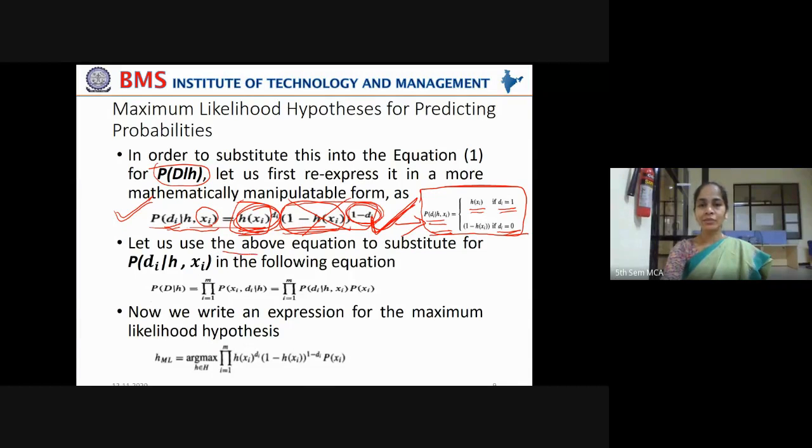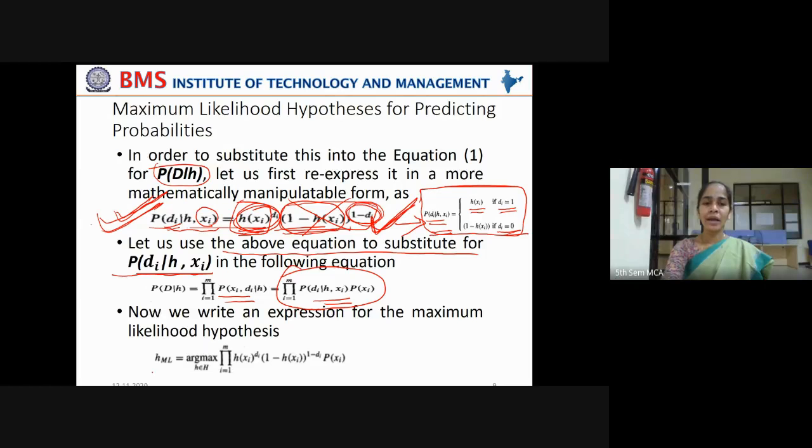Okay, let us use the above equation to substitute for P of di given h, comma xi in the following equation. Now we have this equation, right? We substituted Bayes' theorem and we have this equation for probability of D given H. Into this equation, you substitute this formula. Now we write an expression for the maximum likelihood hypothesis. What is the maximum likelihood hypothesis? Something which maximizes the probability of occurrence of that event. That is why you are using argmax.